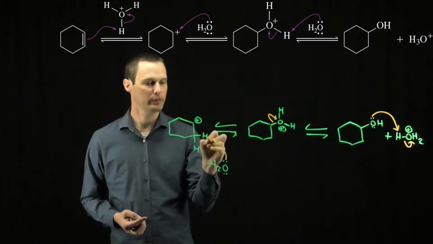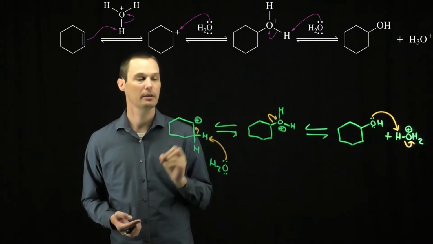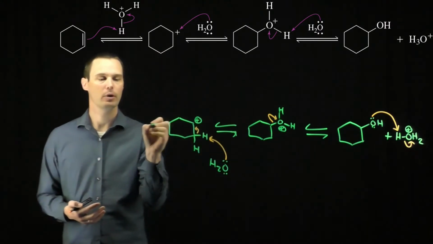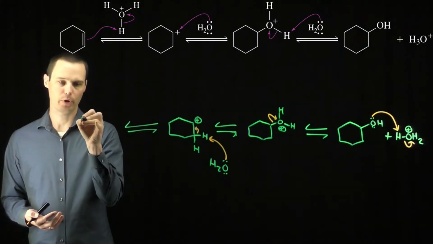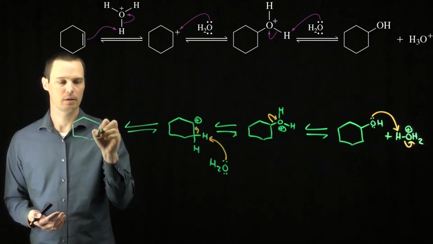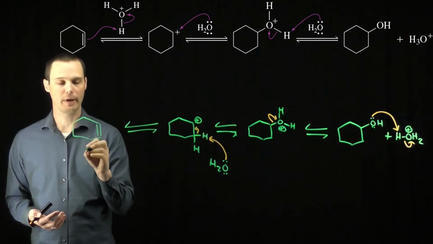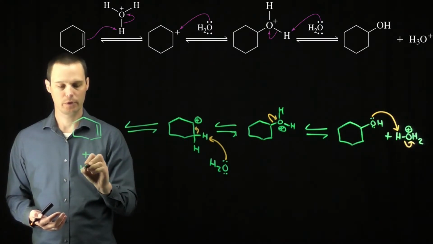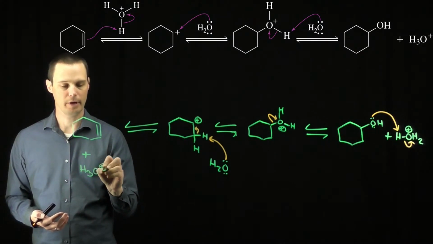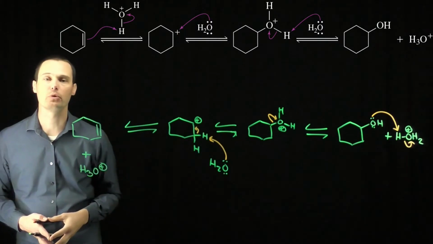Water can grab one of these hydrogens, break the carbon-hydrogen bond to form the alkene, and that will form our product, the cyclohexene, and H3O+ as a byproduct. This will be the mechanism for the reverse reaction.